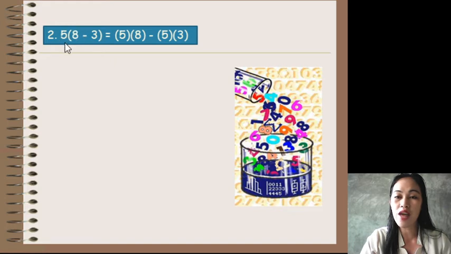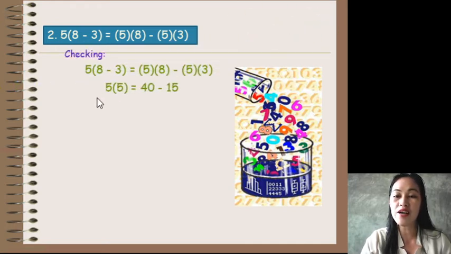distribute 5, so we have 5 times 8 minus 5 times 3. Okay, so we have there 8 minus 3 is 5. So 5 times 5 is equal to 5 times 8 is 40, 5 times 3 is 15. 5 times 5 is 25. 40 minus 15 is 25. So they are equal.